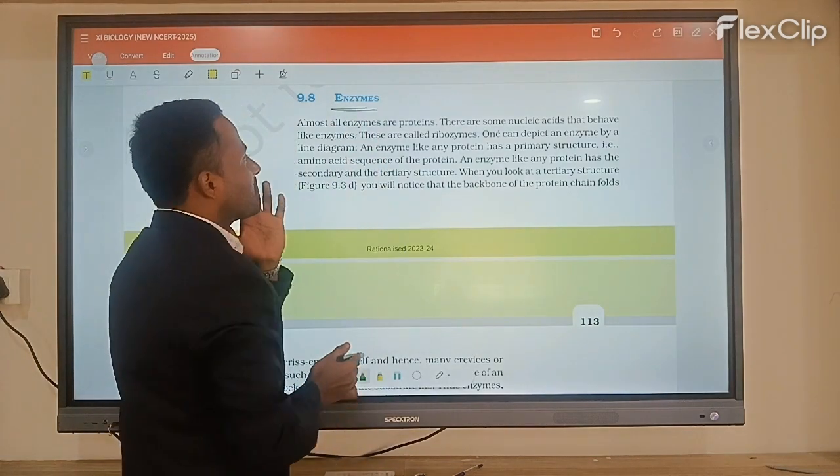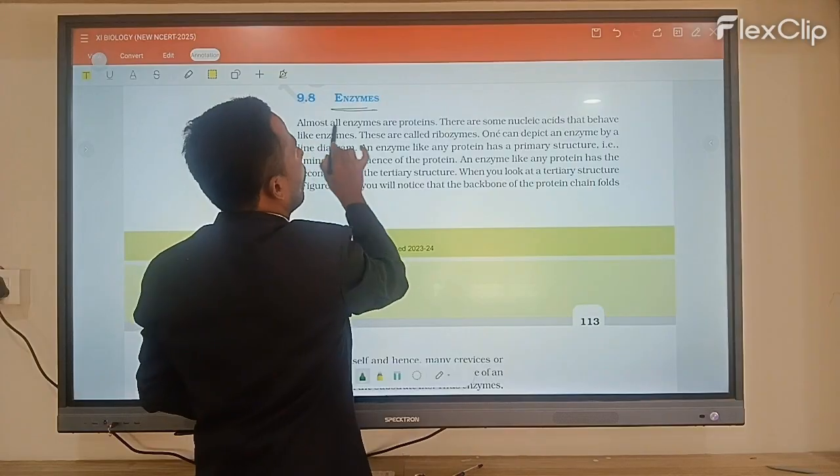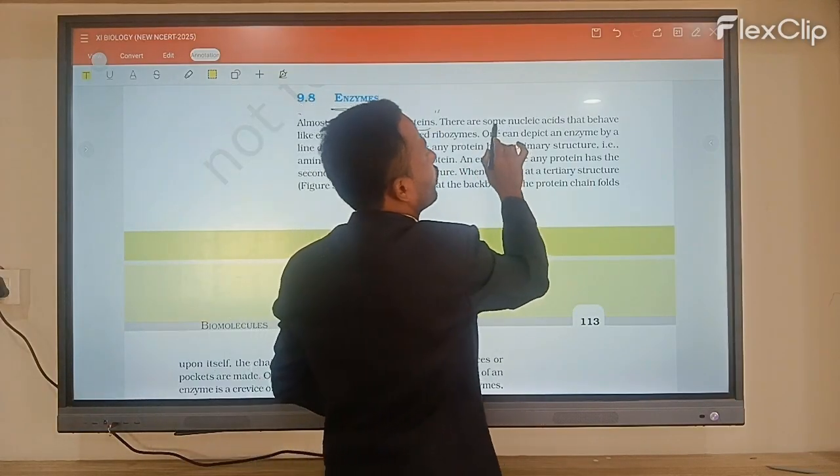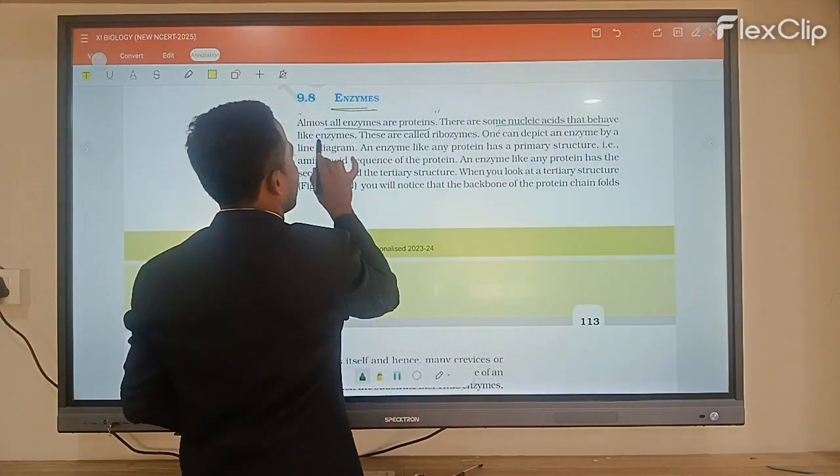Now, enzymes. Enzymes are almost all proteins. Here are some examples of enzymes.